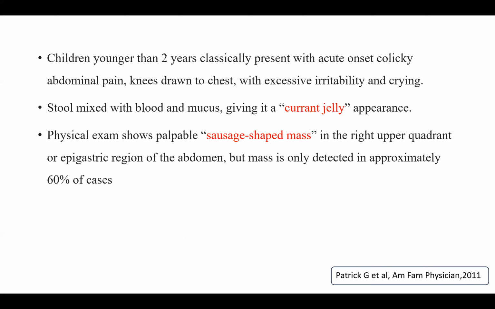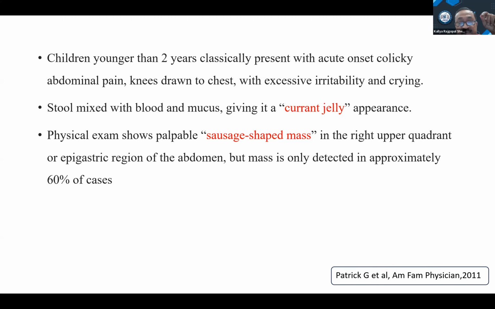In children younger than 2 years, they classically present with acute onset colicky abdominal pain, knees drawn to the chest, and excessive irritability and crying. The stool will be mixed with blood and mucus, which gives a currant jelly appearance, that is a red jelly appearance. On physical examination, we can palpate a sausage-shaped mass in the right upper quadrant or the epigastrium of the abdomen, but it is detected in only approximately 60% of cases.